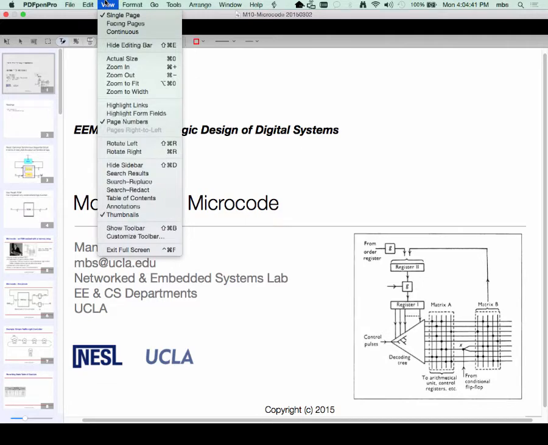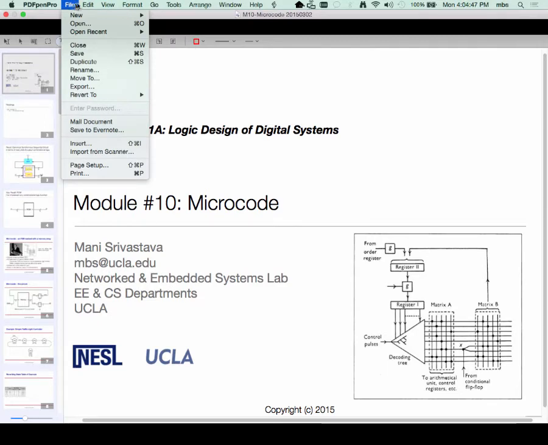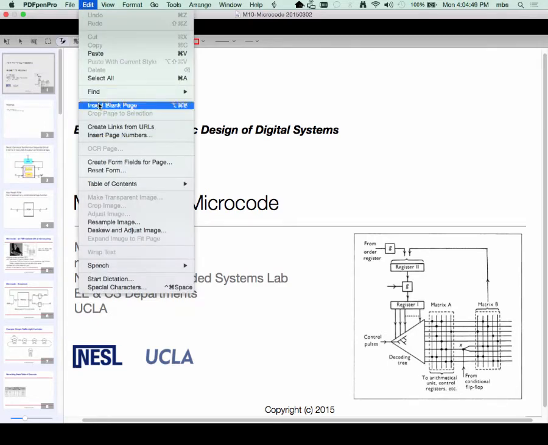Okay, so some additional points. Just guidance in potentially approaching this problem. Insert blank page.